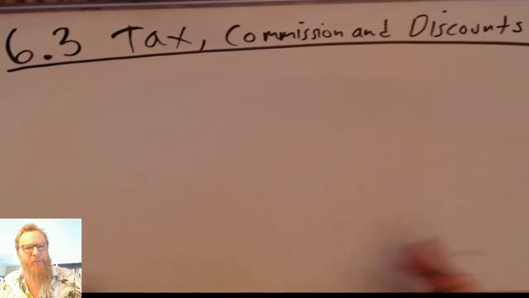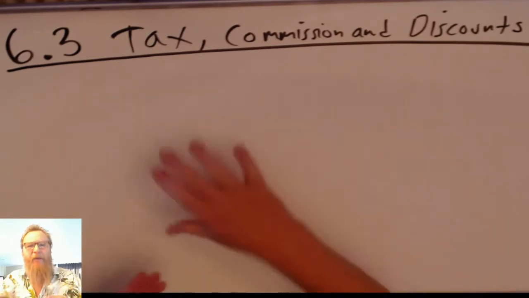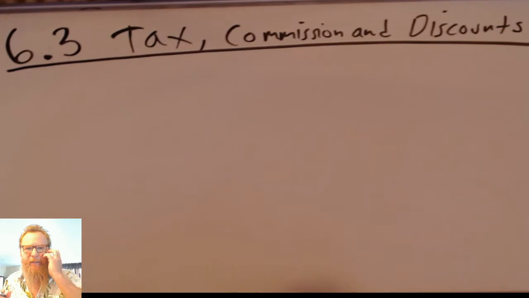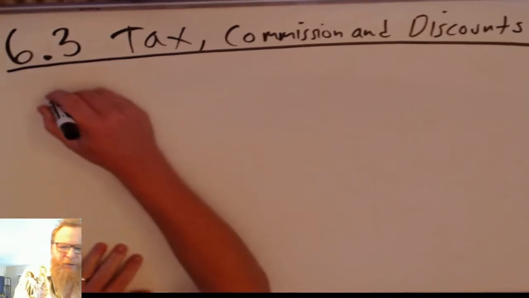Hey, it's Dr. J. Today we're here with 6.3, tax, commission, and discounts. Essentially we're going to use the principles that we developed in 6.1 and 6.2 involving percent and just apply those to some more realistic situations. I know we talked a little bit about it in the last section, but we're going to get much more into it. One notational note.